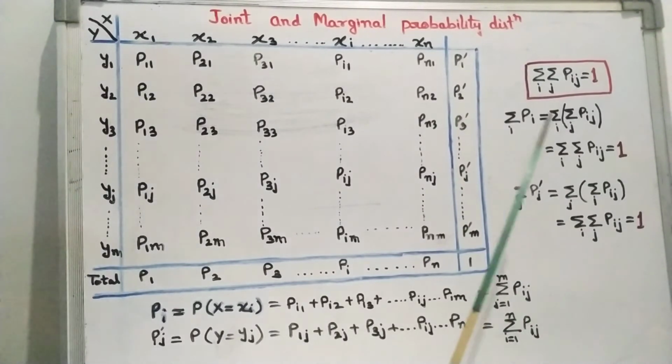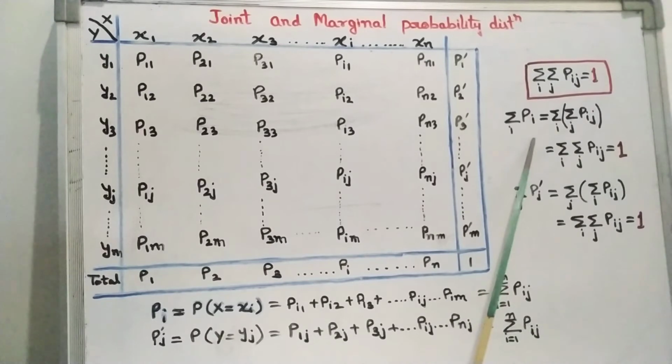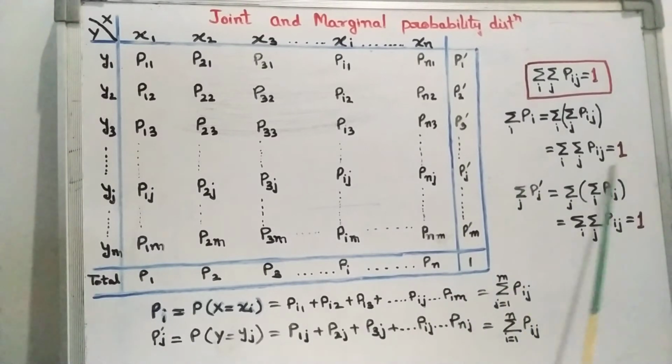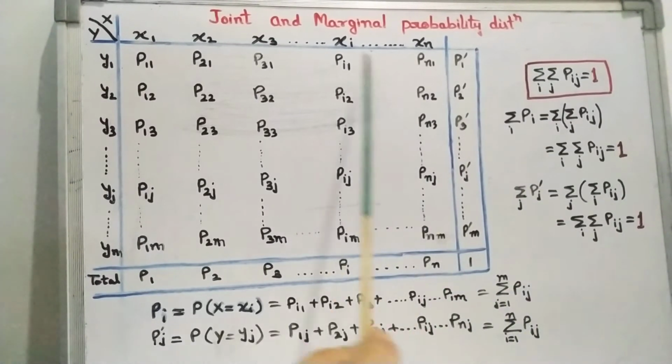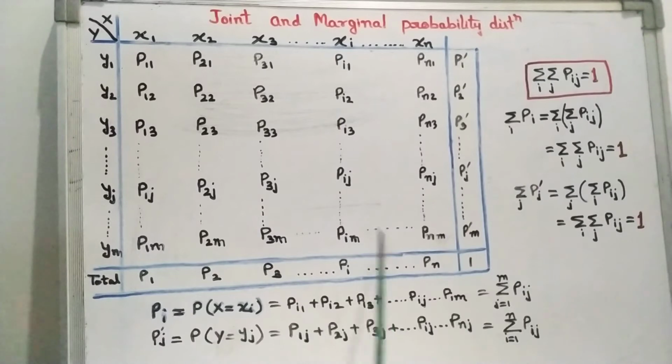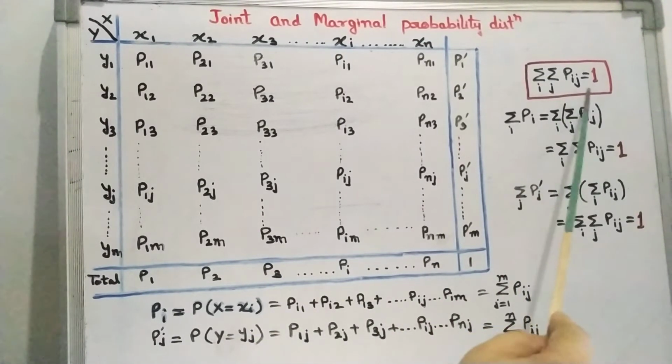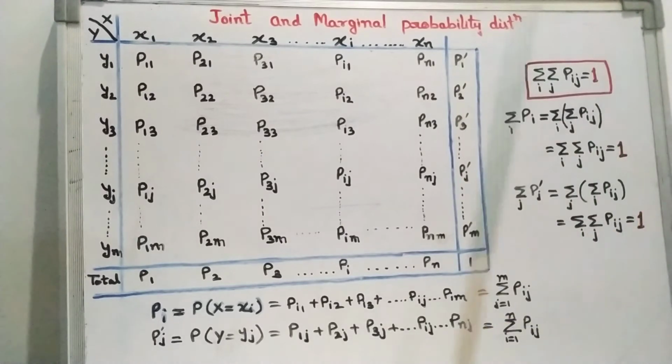Now look here, so we can write summation of pi, that means this summation of pi is equal to 1. I have shown in this way also. As we know, the sum of this whole probability, if you add all these probabilities within this box, you will get summation of pij is equal to 1, just because it is a probability table, okay.